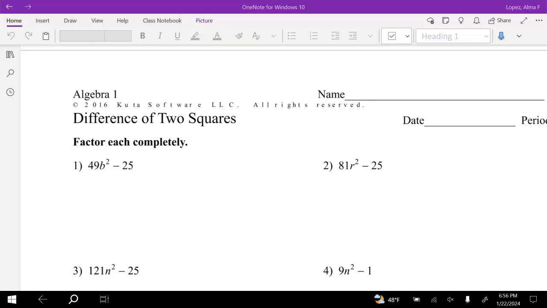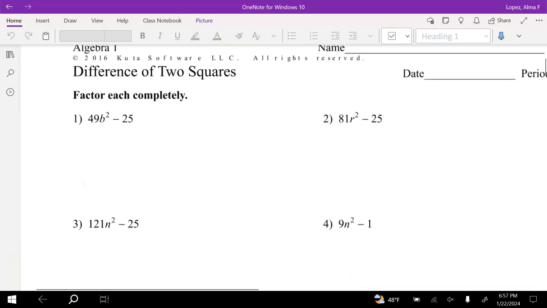In this video, we're going to talk about the difference of perfect squares, or a difference of two squares, which is a special type of factoring. But before we do that, I would like to take a minute to identify some of the perfect squares that you'll run across the most often.